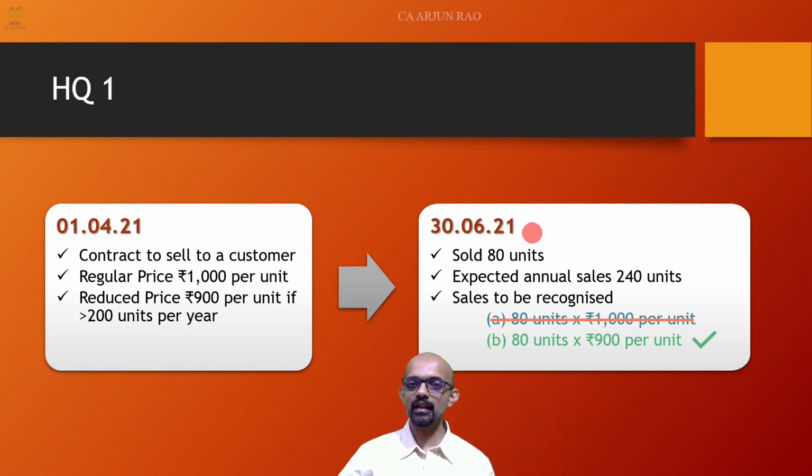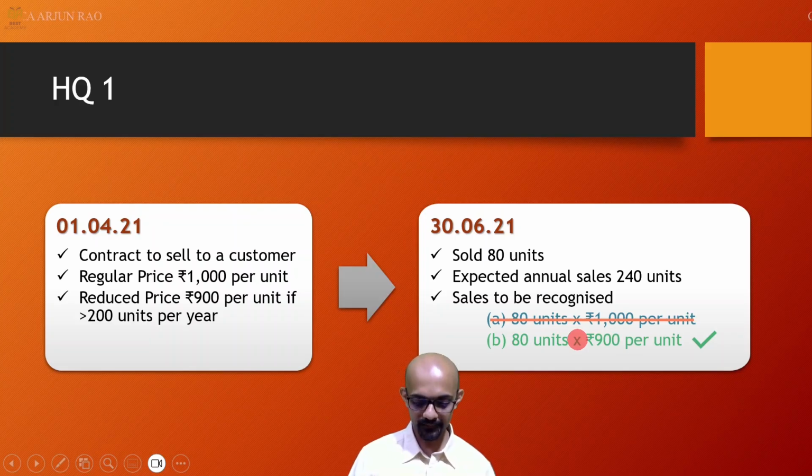The point is, interim financial statements are not prepared as an independent accounting period. They are part of the annual financial statements. So for the year, it is expected that 240 units will be sold, more than the minimum 200 units. Even though for the interim period we have not touched that threshold, we expect to cross that threshold for the year. Therefore, the price per unit for more than 200 units, 900, that only should be considered while recognizing the revenue, right? The same holds good for the purchaser also.